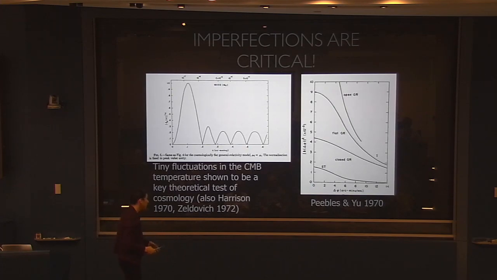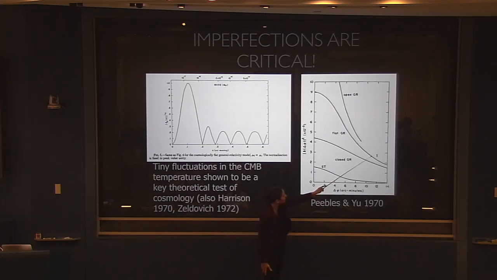And in work in the 70s done by Jim Peebles and collaborators, and also Harrison and Zeldovich, they recognized that the fluctuations in the CMB temperature were an incredibly important theoretical test of the cosmology. And here I'm just showing the amplitude of the brightness in the fluctuations, and this is now multiplied by 10 to the minus 5, because that's how smooth the cosmic microwave background is.